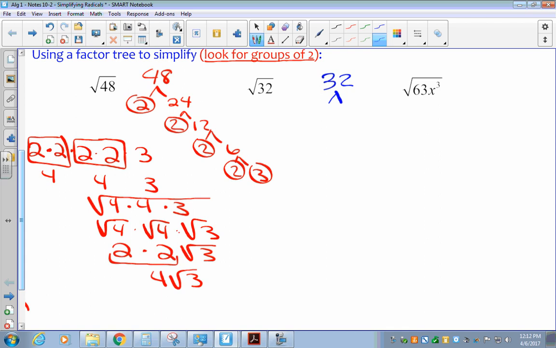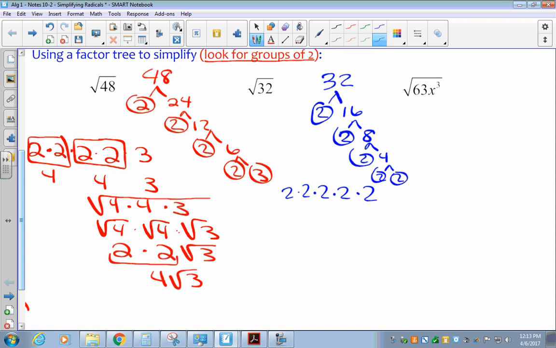We're going to factor tree 32. So that's 2 times 16, which is 2 times 8, which is 2 times 4, which is 2 times 2. One, 2, 3, 4, 5 2s. We're going to pair them up. So once you get them in a pair, I'm going to write this as 4 times 4 times 2.